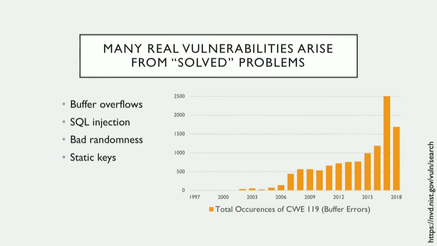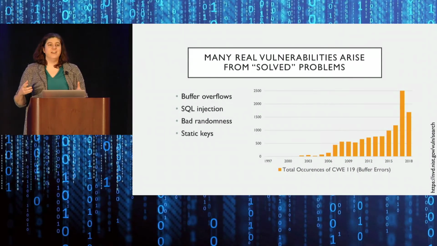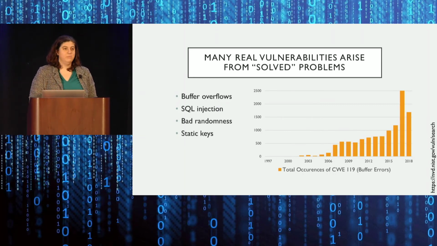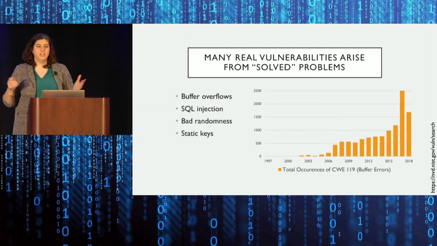So many real-world vulnerabilities arise from quote-unquote solved problems. I'm using solved extremely advisedly here, right? Obviously they're not solved because they still exist in many cases, but these are things that we at least, on some level, understand the technical solution to. This graph is from the NIST National Vulnerability Database showing the prevalence of buffer overflow related vulnerabilities over the past 20 years or so. And we can see that even though we all sort of understand what causes buffer overflows, they're just not going away, right?